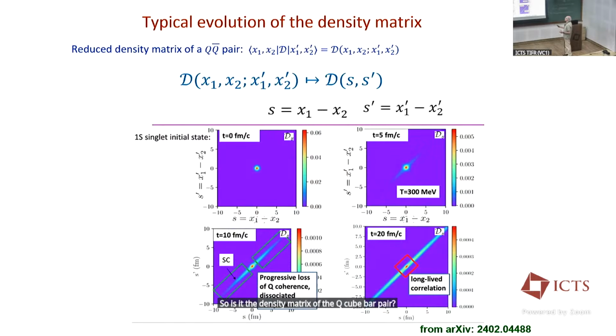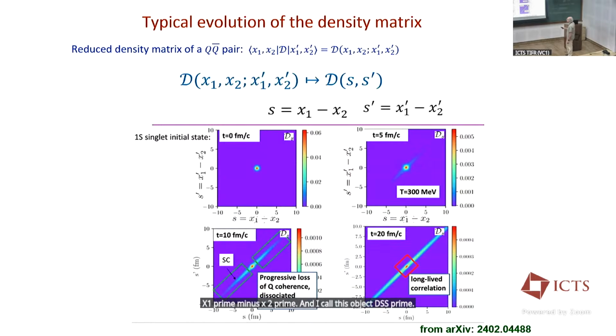So now I have two coordinates, x1 and x2 in the bra, x1 prime, x2 prime in the ket, which I write this way, and then I do what I just did a minute ago. I'm going to shift to relative coordinates. So there will be an S on the left, x1 minus x2, and S prime on the right, x1 prime minus x2 prime. And I call this object ds S prime.